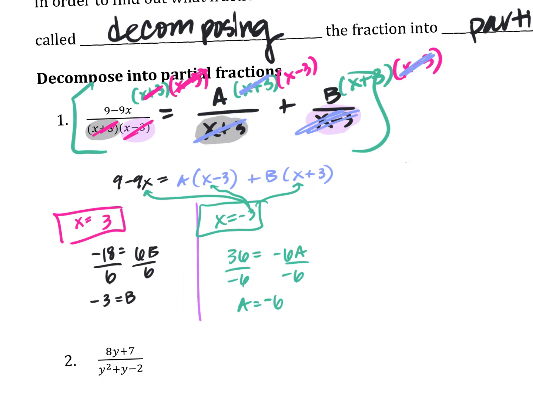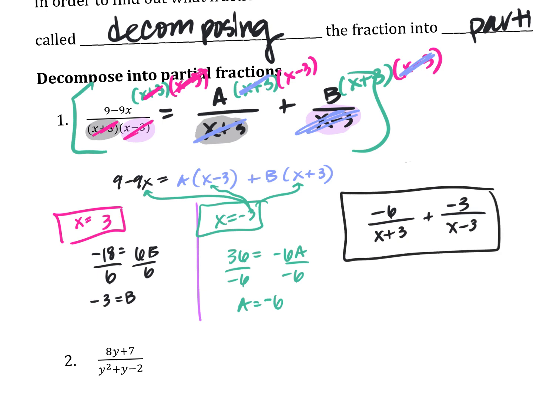Check out how I'd write it. My A is negative 6, so I'd say negative 6 over x plus 3. And my B was negative 3 over x minus 3. These are the two partial fractions I can add up to get my final answer. To your point, Blake, I still have to get common denominators, multiply this one by an x minus 3, that one by an x plus 3, and then we would end up with that final answer.